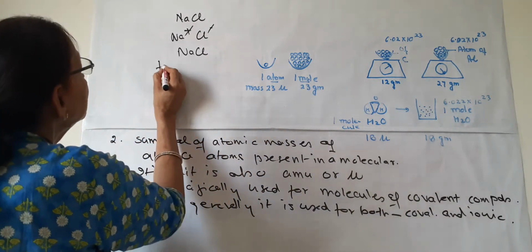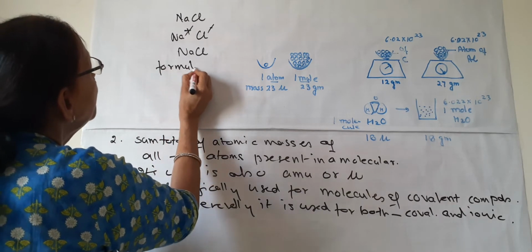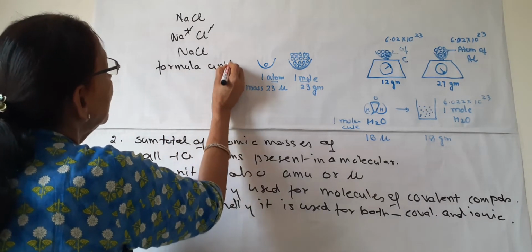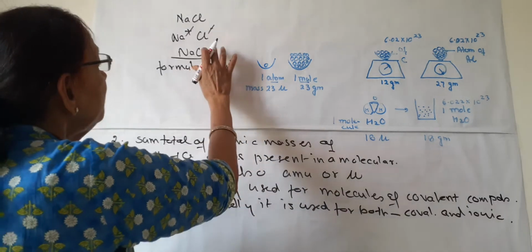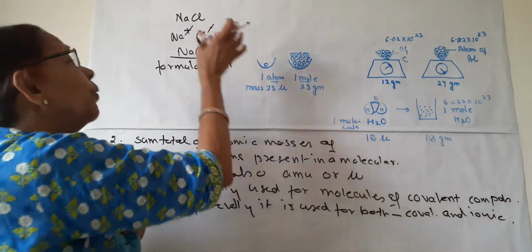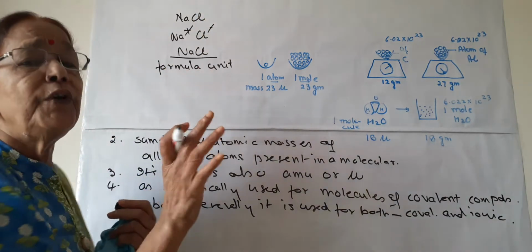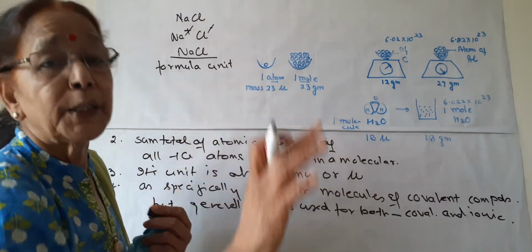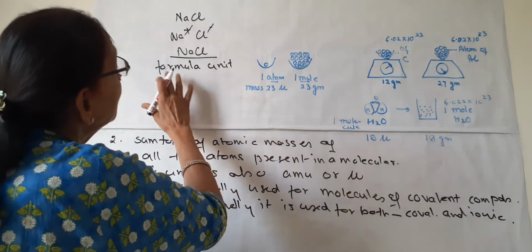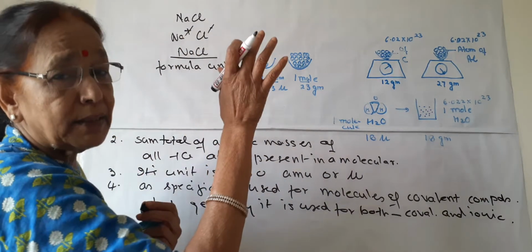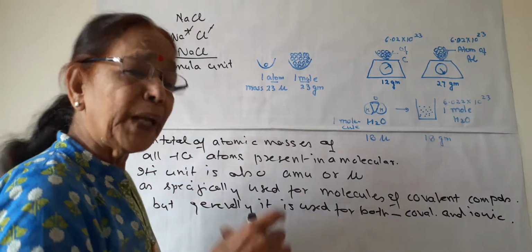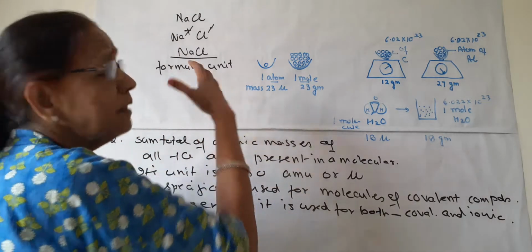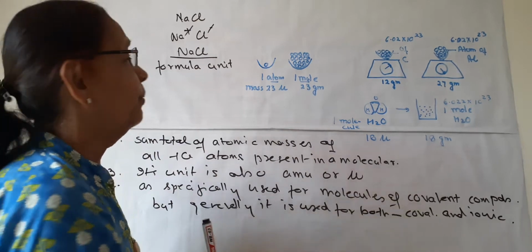It is known as formula unit. So this NaCl, it is a formula unit. So when we want to know the total mass of NaCl, we do not call it molecular mass. We call it formula unit mass. And it is not different from the molecular mass. For practical purposes, it is equivalent to molecular mass.